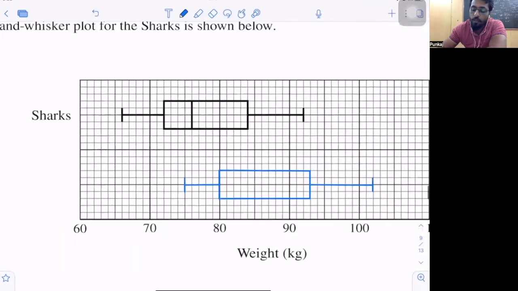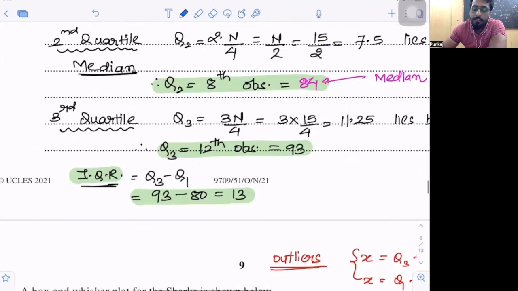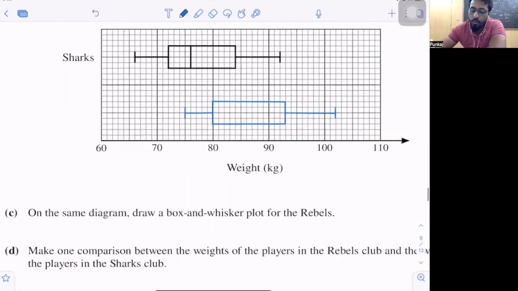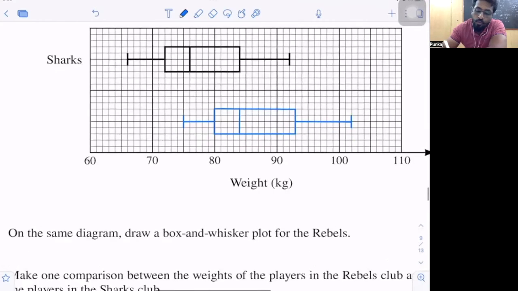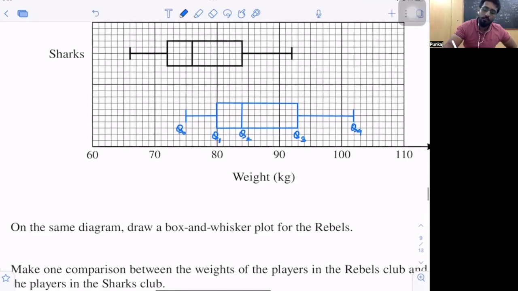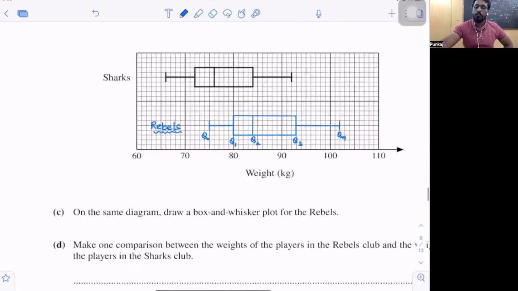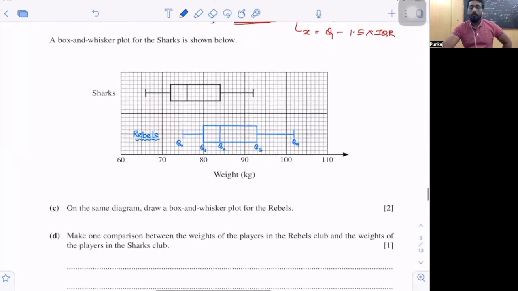And you also want to represent your median. So where is the median, students? It is 84. So let's draw the median also. It's 84. So it's going to be here. Got that? So I know this value over here is Q0. This is Q1. This is Q2. This is Q3. And this is Q4. Right? So this is the box and whisker plot for what? This is the box and whisker plot for the Rebels, right? So in the same diagram, we wanted to make the box and whisker plot for the Rebels.